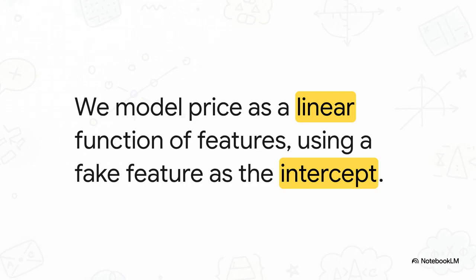But wait, notice that theta_0 sitting at the front? To make all the underlying matrix math super smooth, we introduce a really clever trick, a fake feature called x_0 that is just always set to the value of 1. That gives us our intercept term, which allows our line to shift up and down the y-axis, rather than being forced perfectly through the origin.